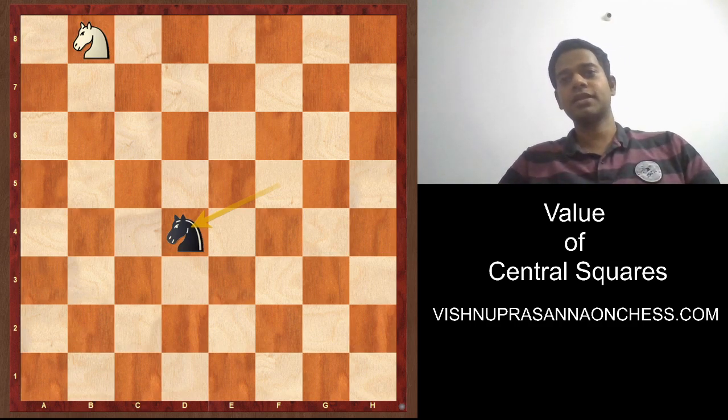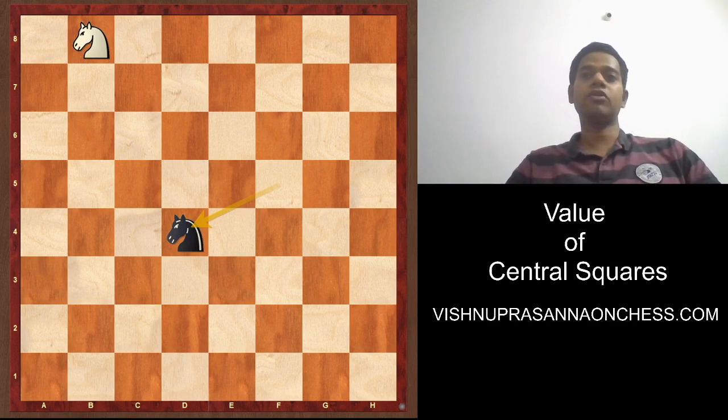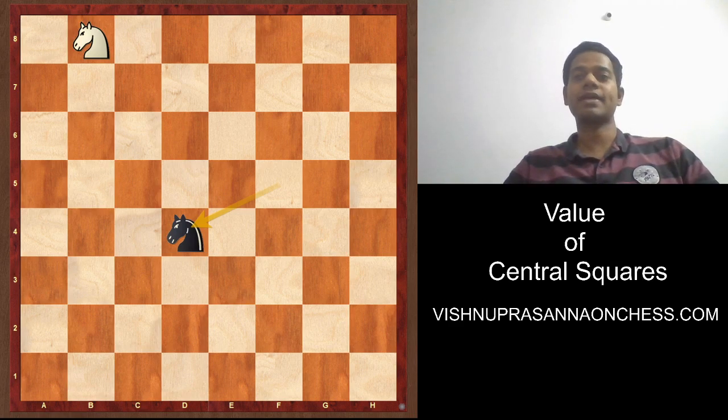So this is another significant quality of these squares. These 4 squares act as a link or bridge between the king side and the queen side, between the rest of the board basically, as it is the center.